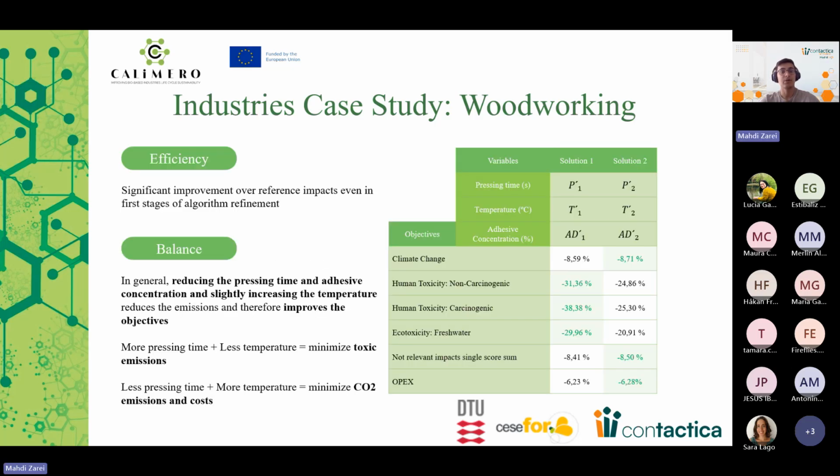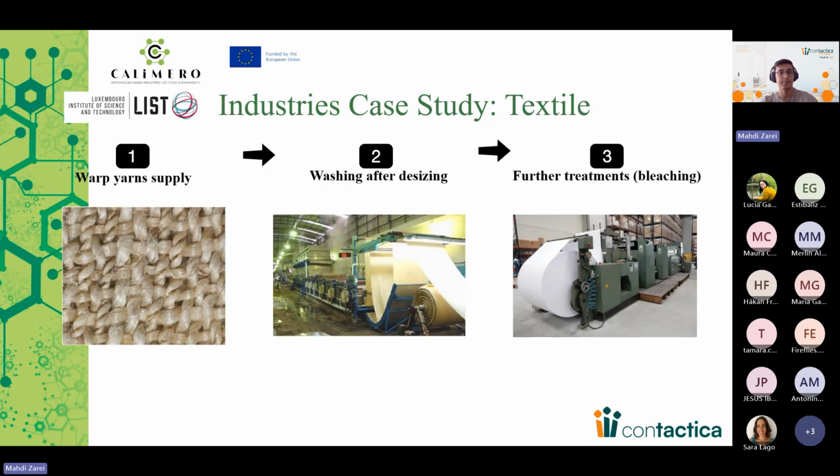The final result shows that reducing pressing time and lowering adhesive concentration generally leads to a decrease in total emissions. At the same time, slightly increasing the pressing temperature improves overall process efficiency without introducing significant downsides. As well, we understood that more pressing time with a lower temperature helps reduce toxic emissions, particularly related to human and ecological health. Lastly, we understood that less pressing time with a higher temperature leads to lower CO2 emissions and reduced OPEX.